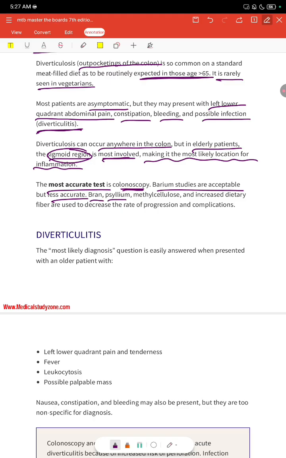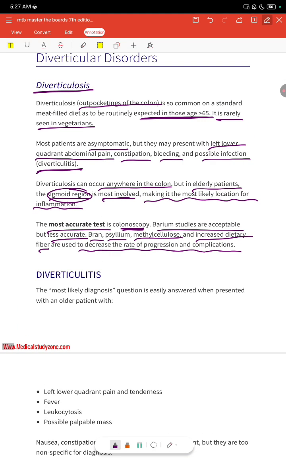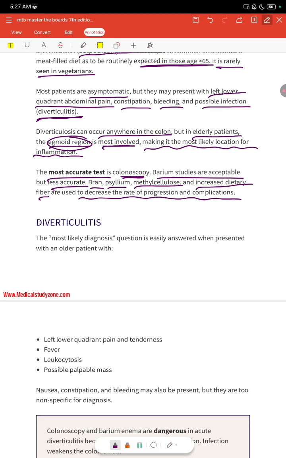Bran, psyllium, methylcellulose, and increased dietary fiber are used to decrease the rate of progression and complication. So, bran, psyllium, and methylcellulose and other increased dietary fibers are used. And what's the most accurate test? It's colonoscopy.